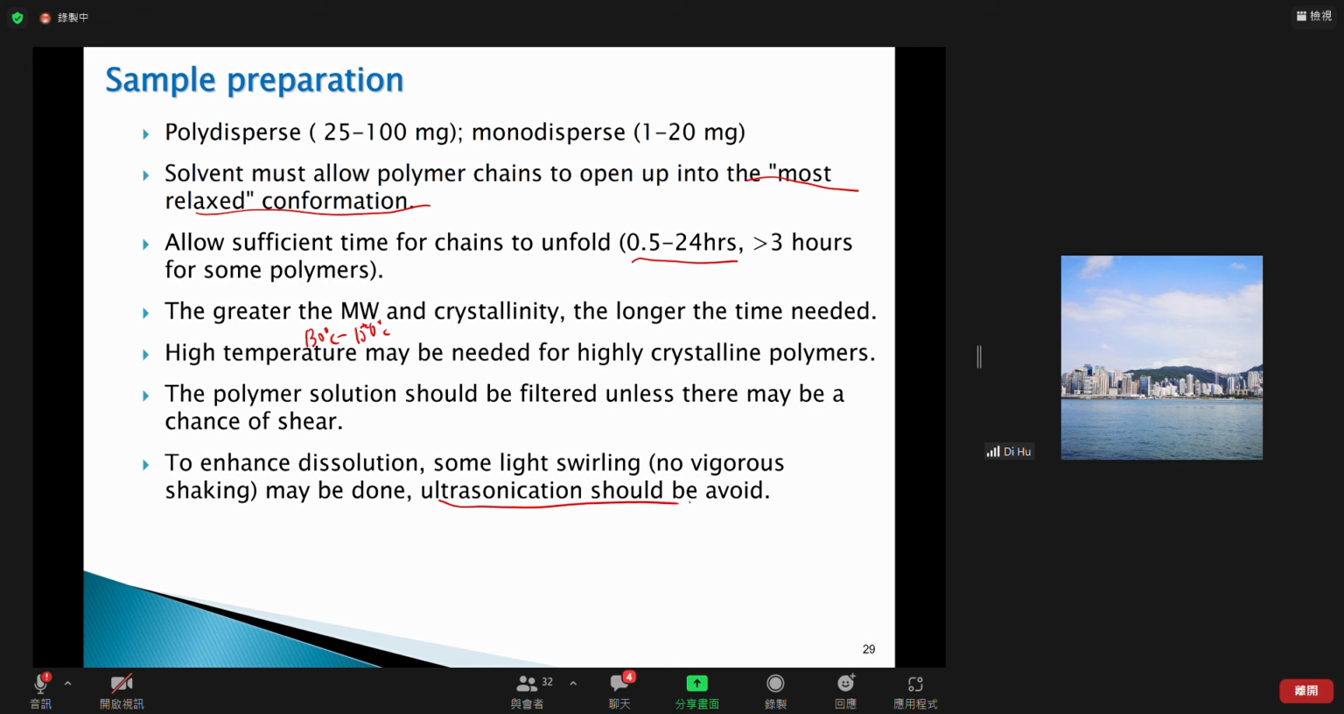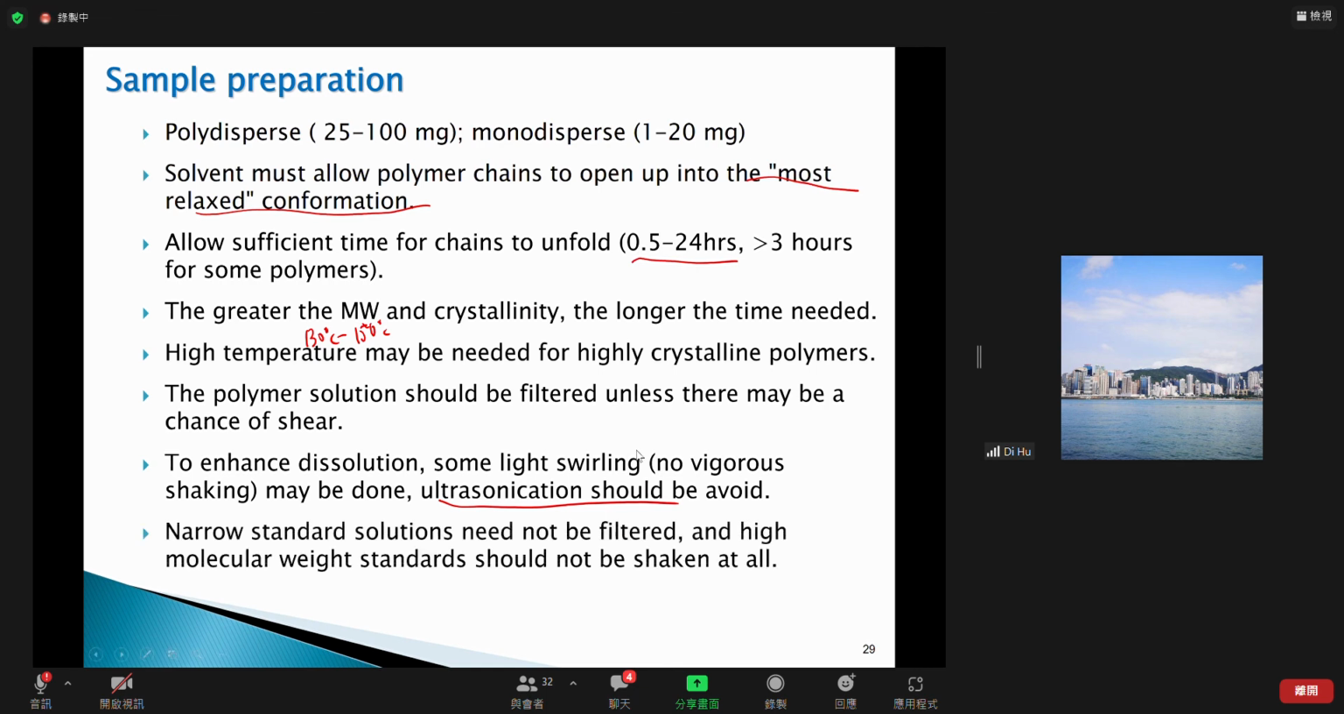Also, the narrow standard solution need not be filtered, and the high molecular weight standard should not be shaken at all, because that makes it break. Using the solvent again, the solvent should be a good mobile phase, one that can really make your sample dissolve completely. That's very important. Keep that in mind.